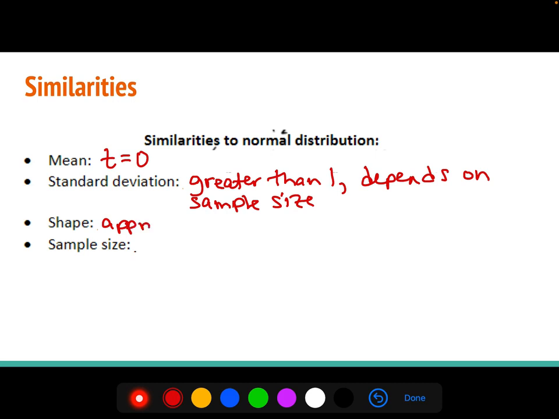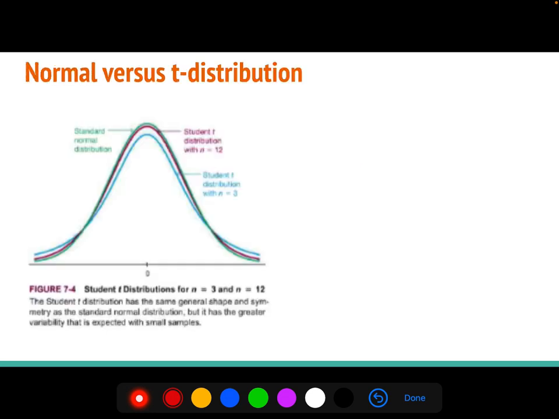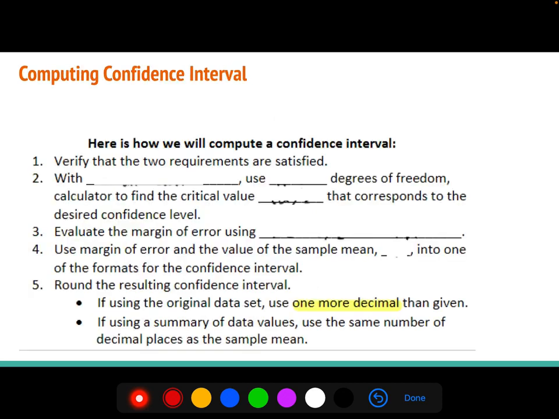The shape, again, is approximately bell-shaped. It's not perfect, but it looks really close. And for the sample size, we like to use n greater than 30. Now, what did we mean by this? The standard normal is the green one on here. The purple one is really close to it. It has a higher sample size than the blue one, and so the bigger the sample size, the more standard normal it becomes, is what we're saying from this picture.